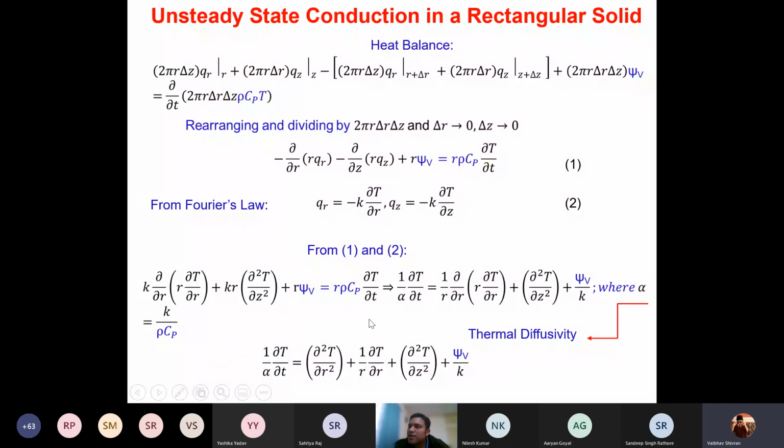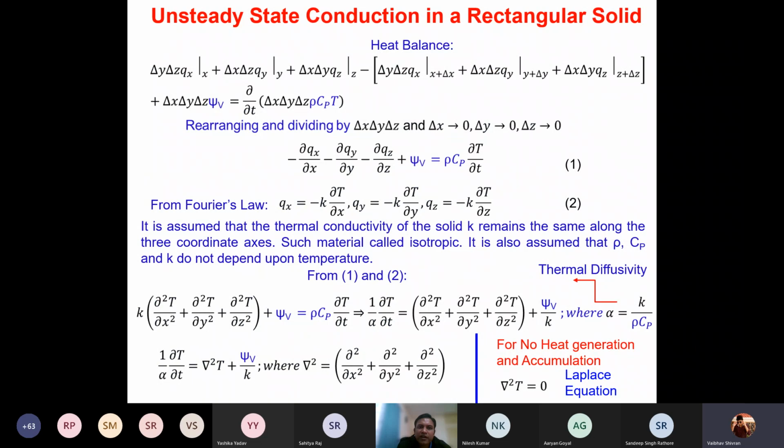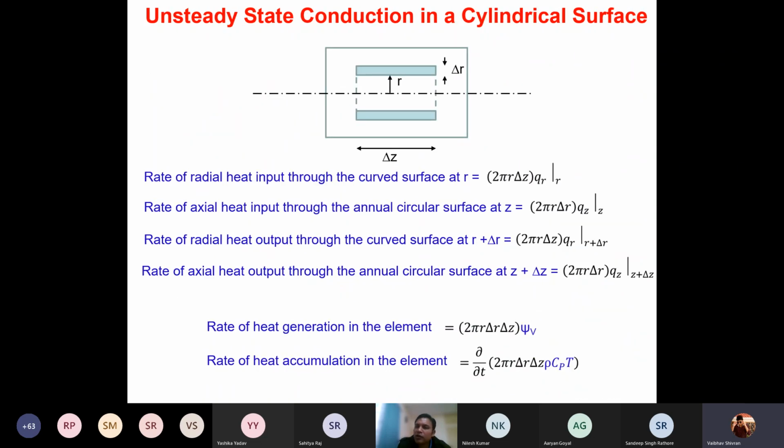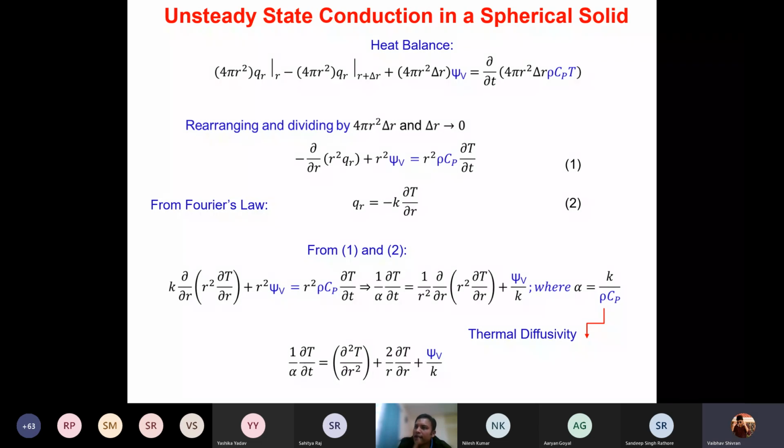Again, in all these derivations, we have assumed that the thermal conductivity, density, and specific heat are constant and not dependent on temperature. One more thing to note here is that in a flat geometry, we are looking at all three directions x, y, z. In a cylindrical geometry, we are looking at only two directions, r and z. Whereas in a spherical geometry, we only look at one direction, that is r.